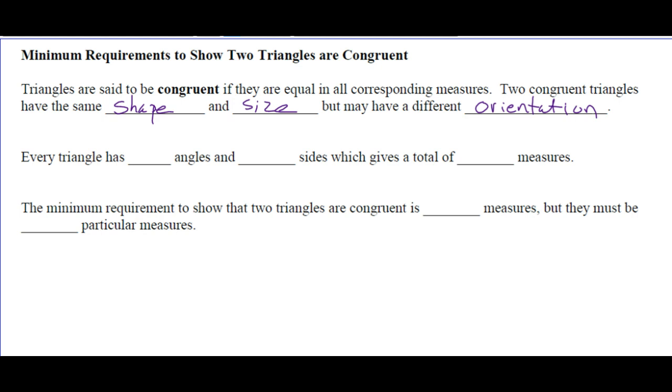That's the orientation. So how many angles does a triangle have? 3. And how many sides? 3. So how many things can we measure? 6. The minimum requirement to show that two triangles are congruent is three measurements, right? But they must be particular measurements. They must be three particular measurements. So it's not just any three, right?